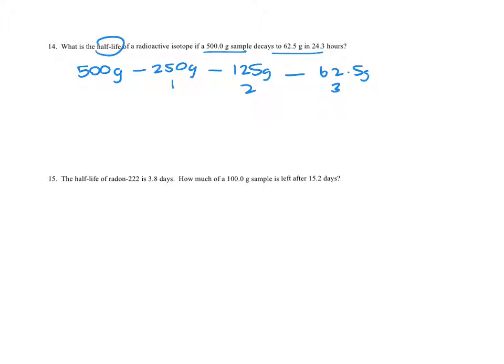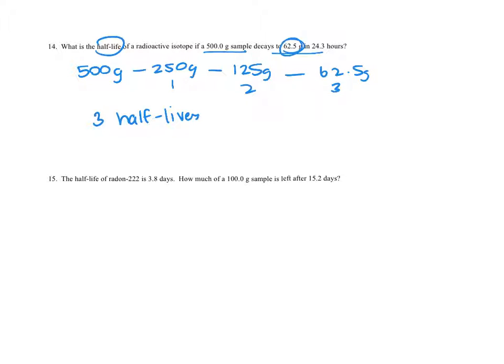Okay, the next problem, what is the half-life? So now you're going to calculate the half-life of an isotope if a 500 gram sample decays to 62.5 grams in 24.3 hours. So again, I'm always going to start the same way. I'm going to take 500 grams, cut it in half. There's the first half-life. Cut that in half to get 125. There's the second. Then cut that in half to get 62.5. There's the third, and that's what the problem's asking for, 62.5. So it takes 3 half-lives to get to 62.5.